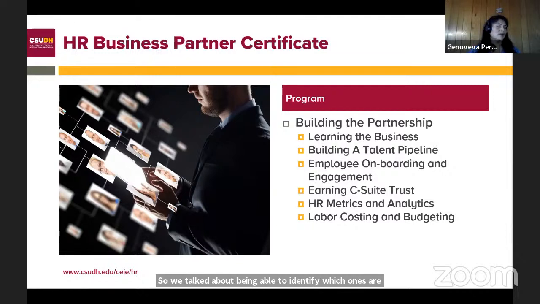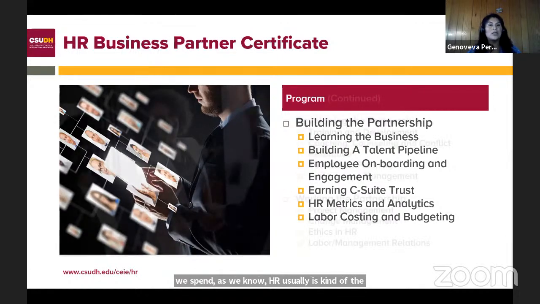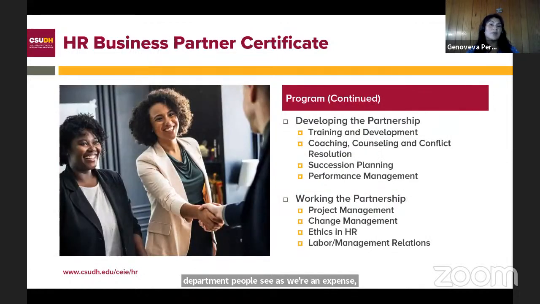Costing and budgeting, very important to know, hey, what is our budget and what can we spend? As we know, HR usually is kind of the department people see as an expense, but we really bring in a profit because we have the people, okay? The next two sessions within the business partner certificate is developing the partnership.